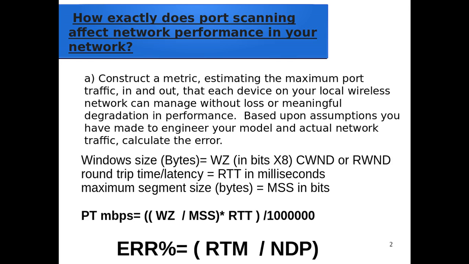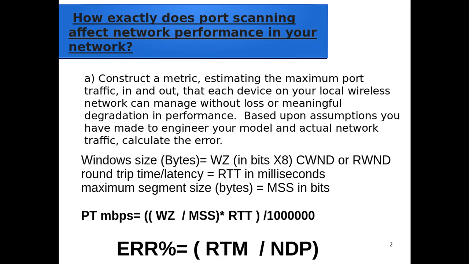The first question is, how exactly does port scanning affect the network performance in my network? And in order to explain that, I need to construct a metric estimating the maximum port traffic in and out that each device on my local wireless network can manage without loss or meaningful degradation in performance. And based on that assumption, I have to explain the error. In my case, in order to create the metric, there are three parameters that I have chosen.